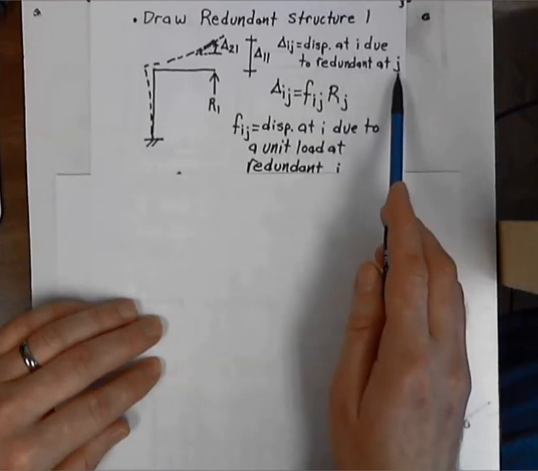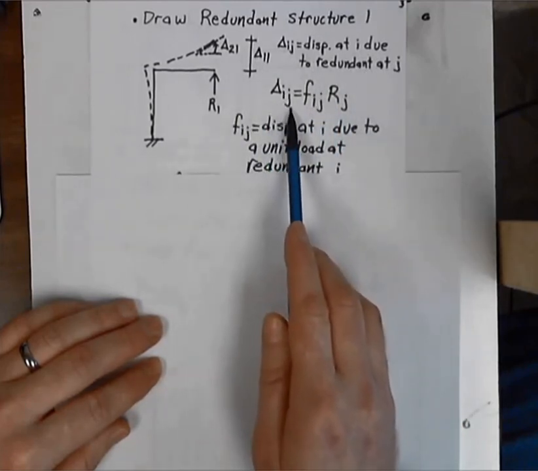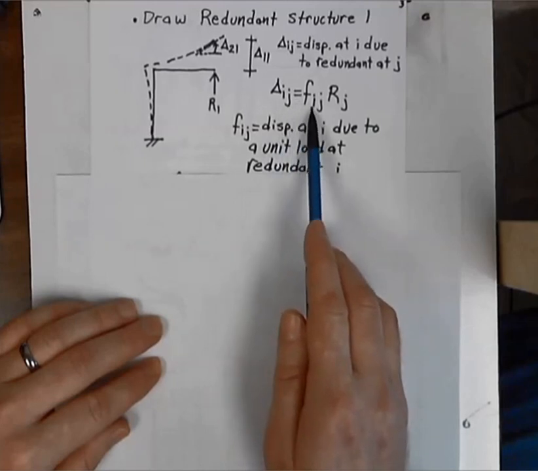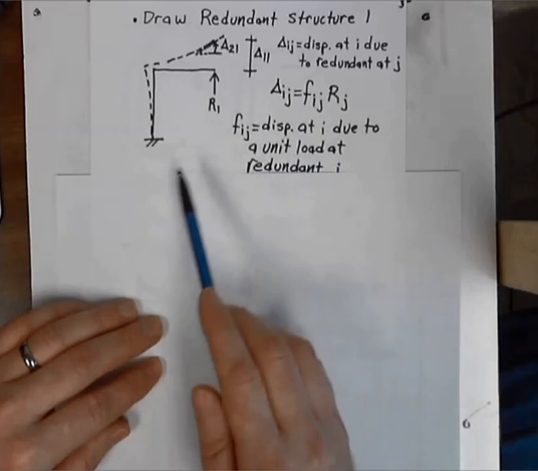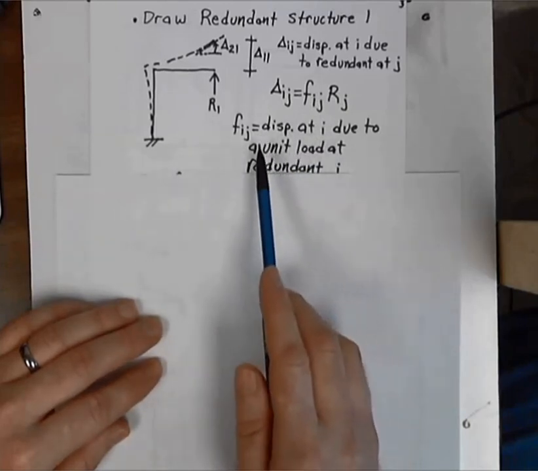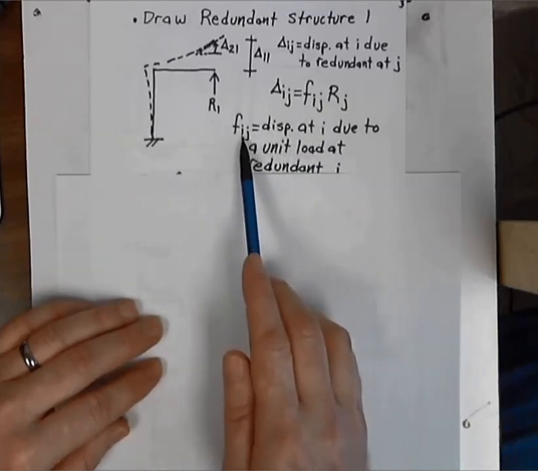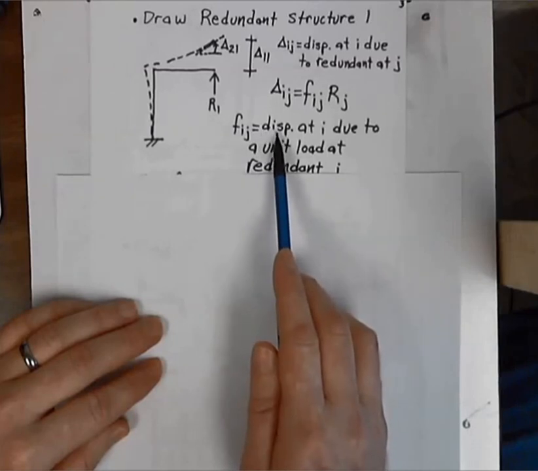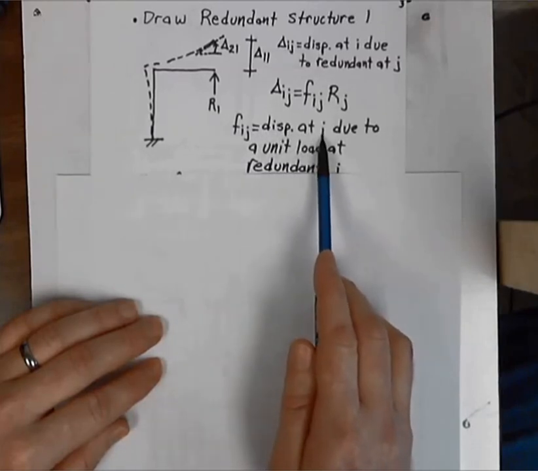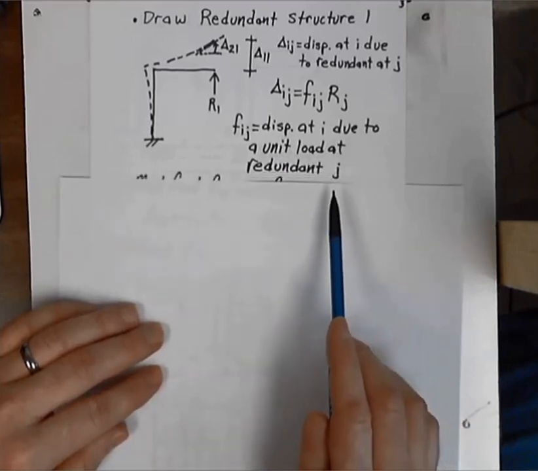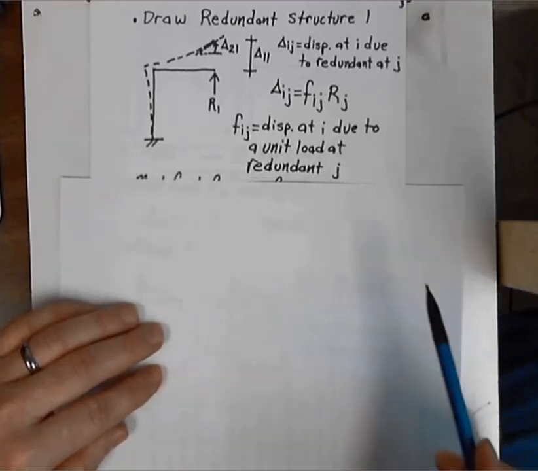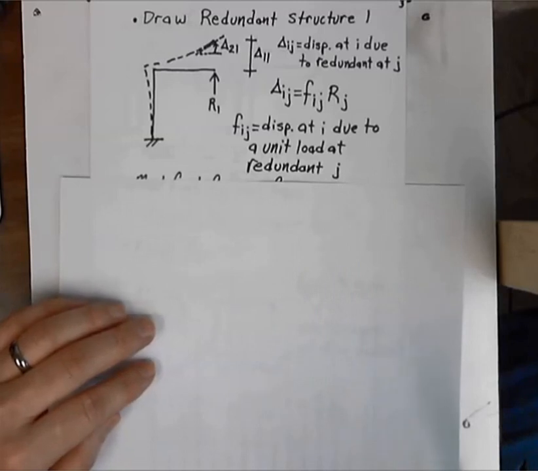at j. And we can write that displacement delta ij as Fij times Rj, where Fij is the flexibility coefficient, and it is equal to the displacement at position i due to a unit load at redundant j. And we will make use of that often as we use the force method.